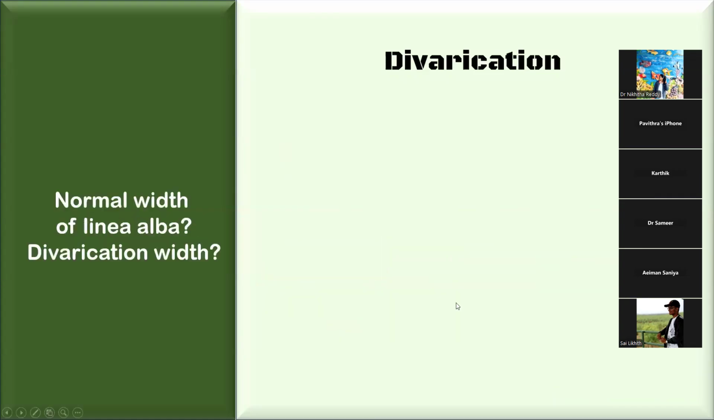For you to say something is stretched or widened, you must know what the normal is. Likit, you want to have a go at what a normal width of a linea alba is, and when generally you would call it a divarication?